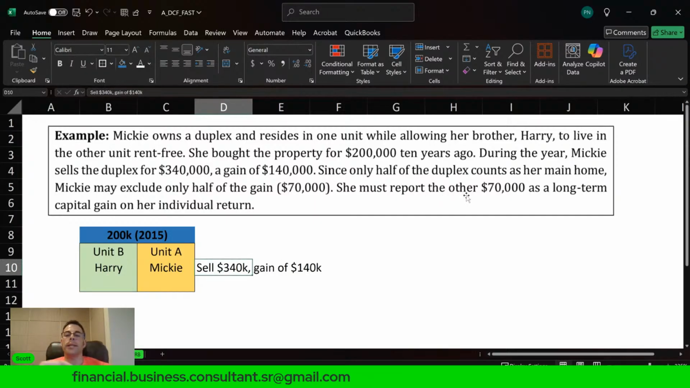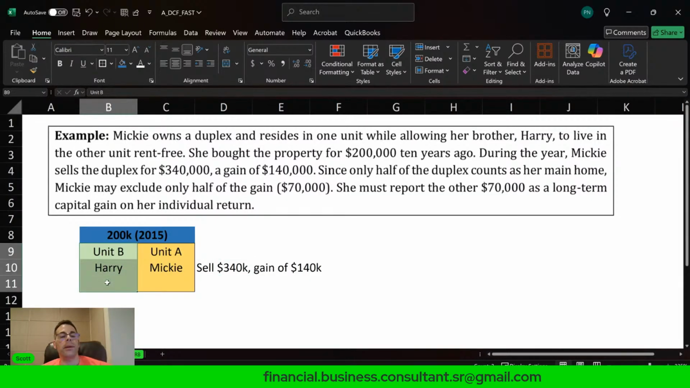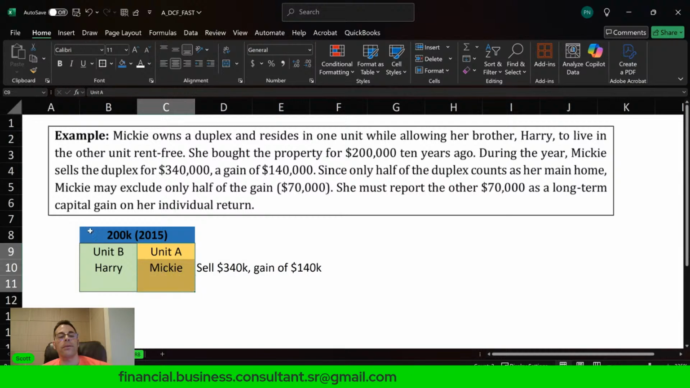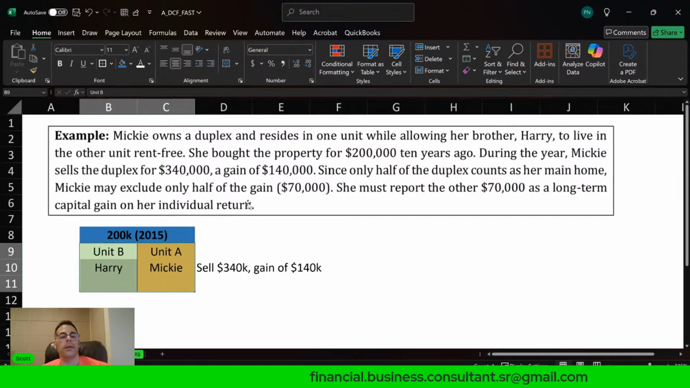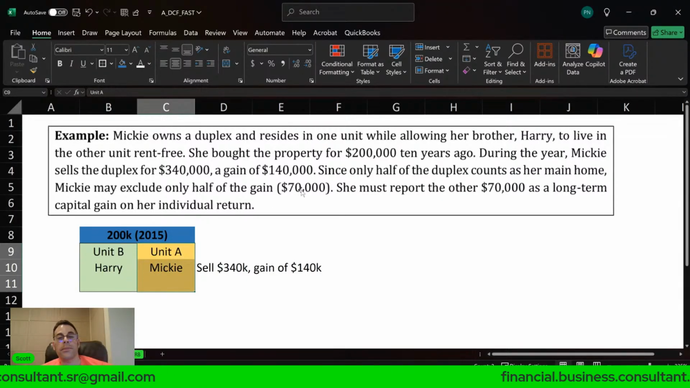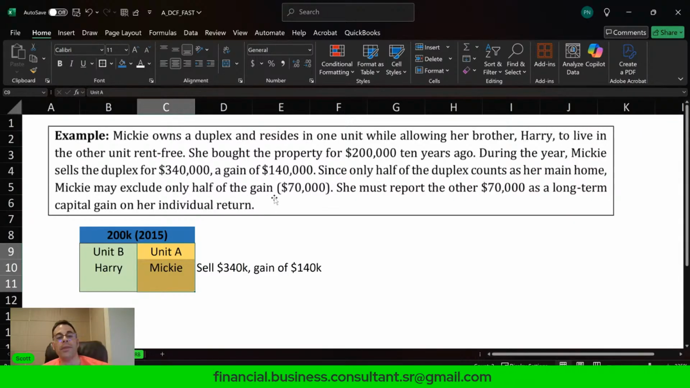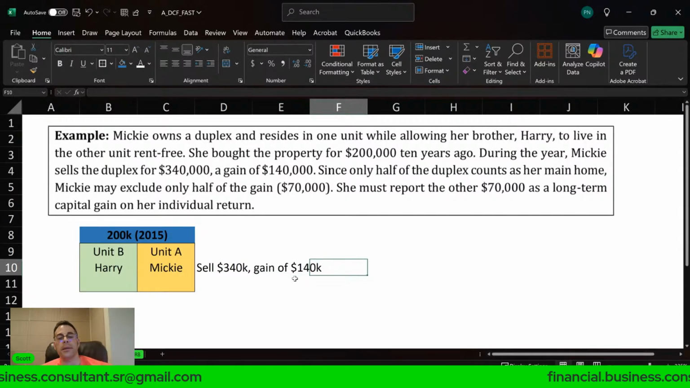Since only half the duplex counts as her main home, she lived in Unit A. Her brother lives in Unit B, but she can't get the deduction for the whole property, because the $200K she paid was for both units, but she's only able to get the tax deduction for one unit because she only lived in one of the units. Since only half the duplex counts as her home, Mickey must exclude only half the gain. So she has to pay taxes on the rest.